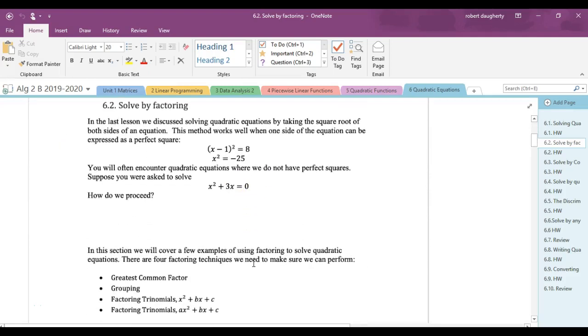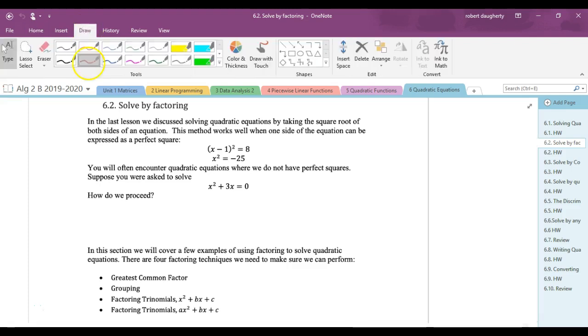So last time we were together, we talked about taking square roots of both sides of an equation to solve any quadratic equation. So for example, in this first one, when we see x minus 1 squared equal 8, I'm going to take the square root of both sides to solve that. What is the key that I want to take the square root of both sides to solve this?